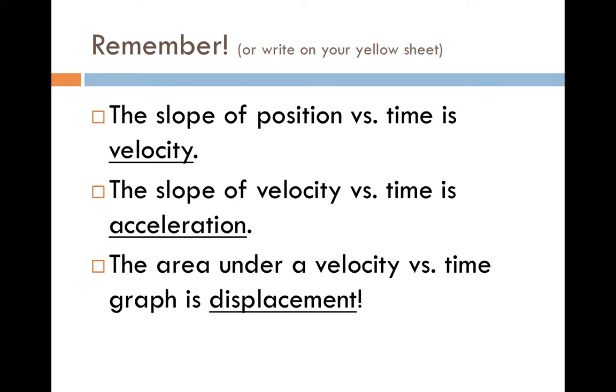All right, these are the 3 things you have to remember. Slope of position versus time is velocity. Slope of velocity versus time is acceleration. And the area under a velocity versus time graph is displacement. So what that means is if you see a graph on a test, it probably is really asking if you know what the slope represents. If you see a position versus time graph, expect that it's really going to be asking about the slope and getting velocity. If you see a velocity versus time graph and it asks about acceleration, it's really asking, do you remember that the slope represents acceleration?